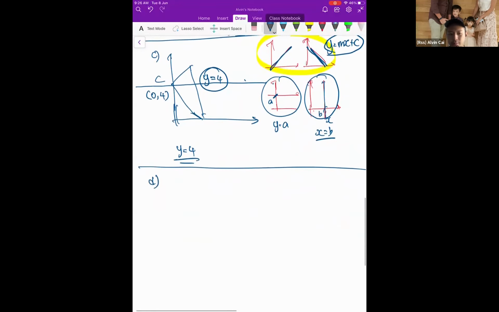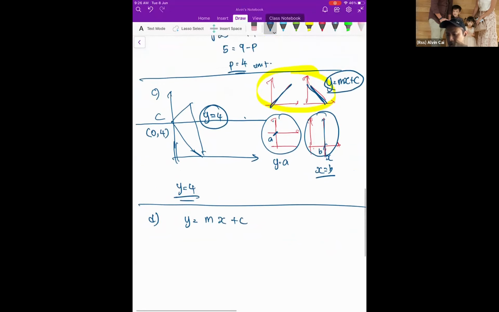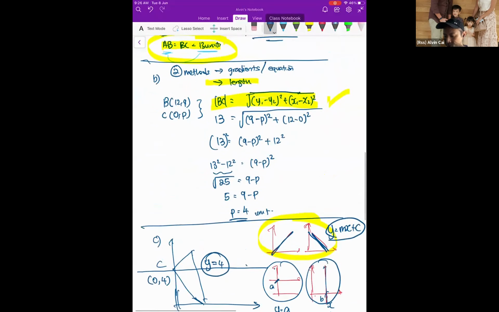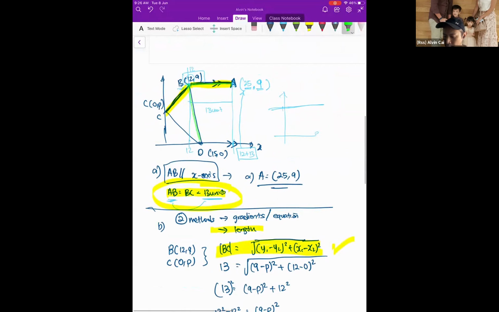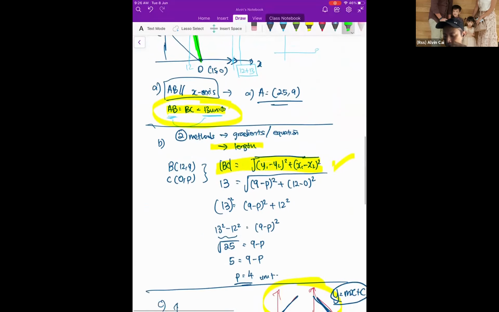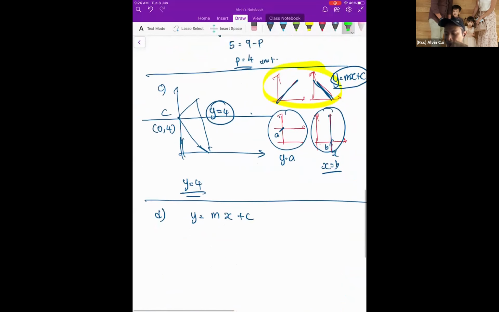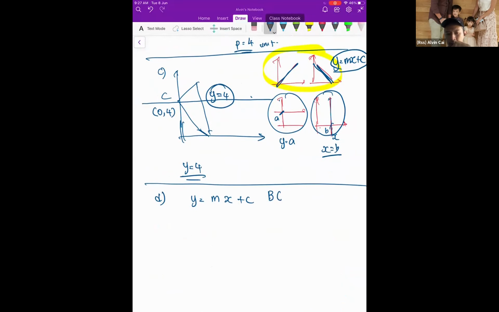For part D, the equation of line BD. Okay, equation of line, so let's recap. How do we find the equation of a line? This time, line BD is going downward. So all we need to do is use the 2 coordinates to find it. Point B is (12, 9). Point D is (15, 0). So we have these 2 coordinates, and there are 2 things we need to solve.